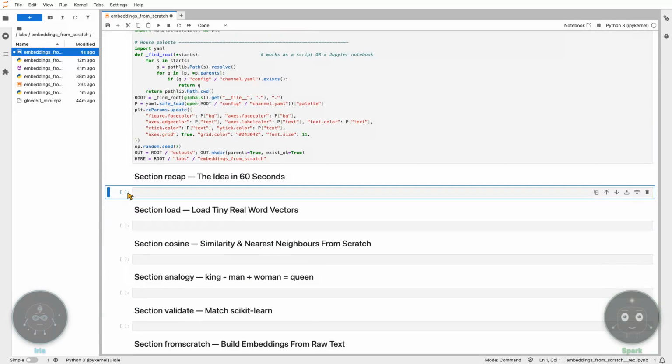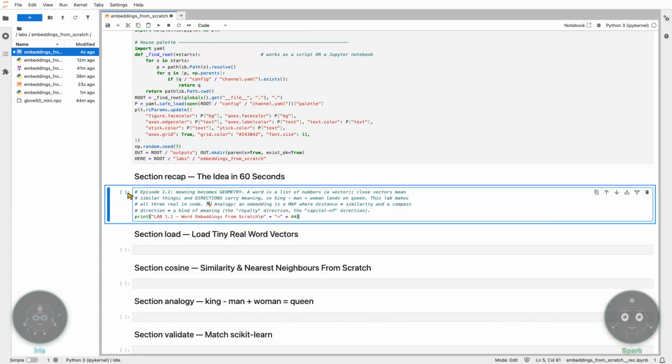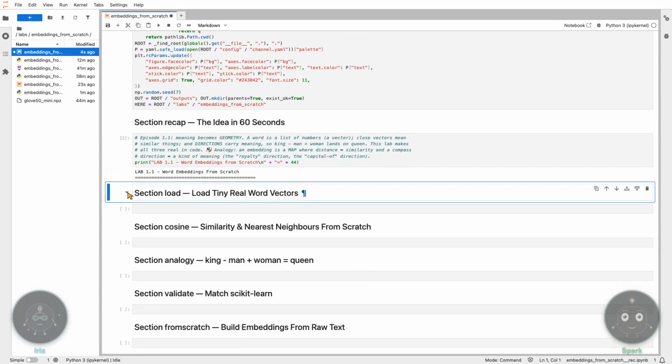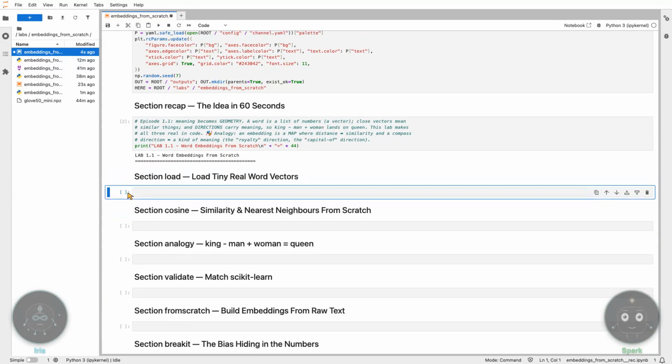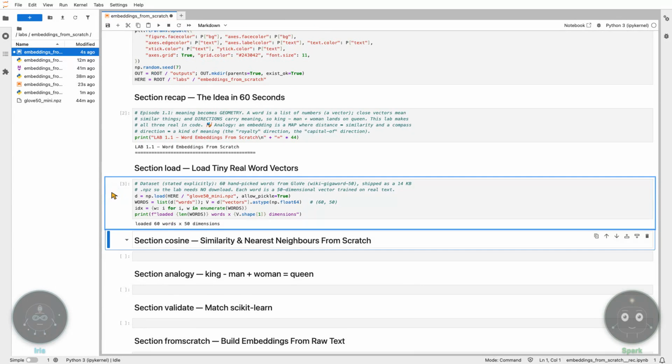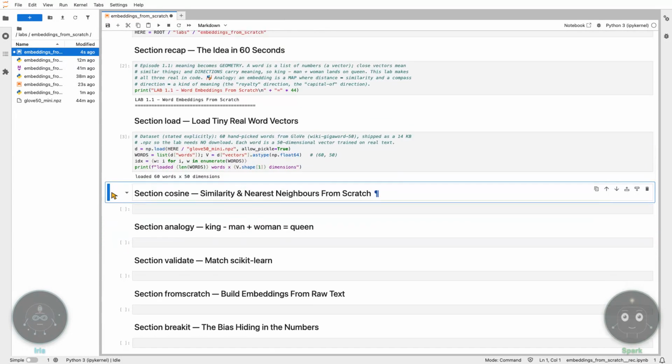Section 1. The idea in 60 seconds. From episode 1.1, meaning is geometry. A word is a list of numbers, close vectors mean similar things, and directions carry meaning. We are about to make all 3 real in code. Section 2. Load tiny real word vectors. We load 60 hand-picked words from GloVe, each one a 50-dimensional vector trained on real text. It ships as a 14 kilobyte file, so there is nothing to download.